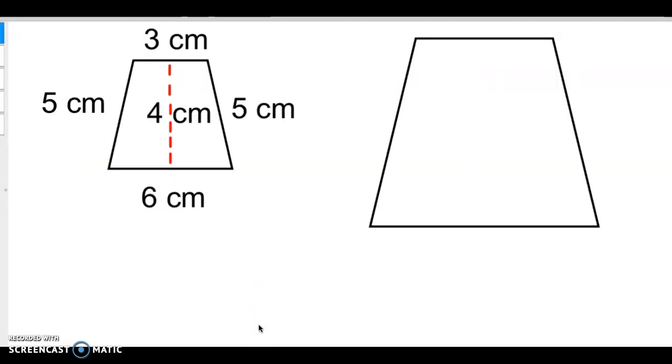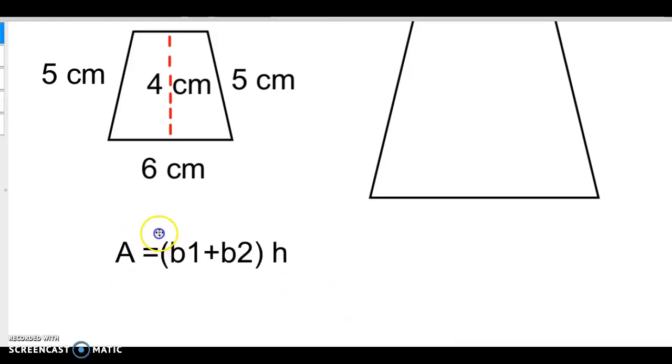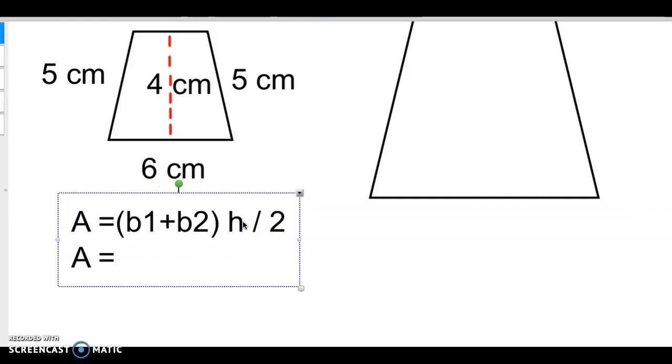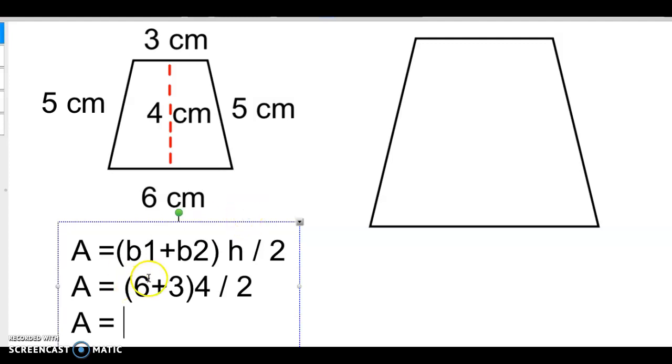Let's just look at a trapezoid. Okay, the formula for the area of a trapezoid, just to review, is base 1 plus base 2 times the height, and all of that gets divided by 2. So I'm going to add together my two bases, which is 6 plus 3, times 4, divided by 2. So the area comes out to be, well, 6 plus 3 is 9. 9 times 4 is 36. And 36 divided by 2 is 18. And that is square centimeters.